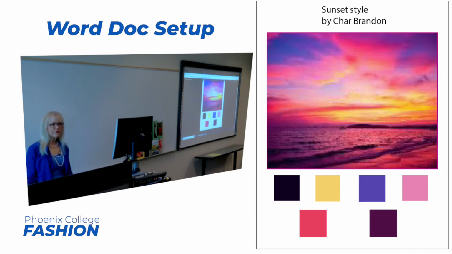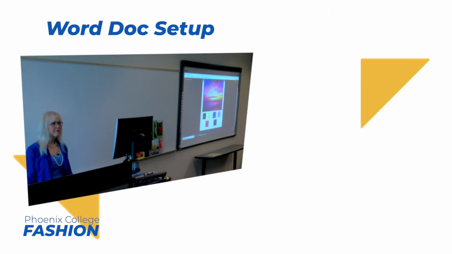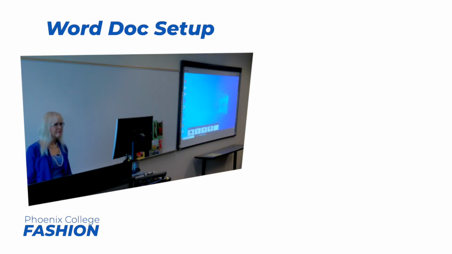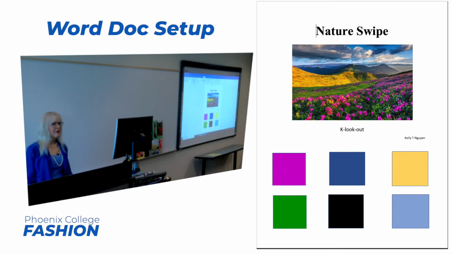Okay, so let me give you a few more examples now, and we'll go to specific versions that students have created for me. We'll start with this nature swipe. And this one shows the floral picture at the top. Again, this student was choosing flowers for her nature swipe, and she wanted to do a more personal theme, so her name starts with a K, and she did K Lookout for her theme.